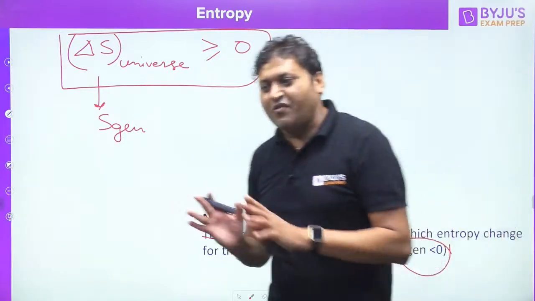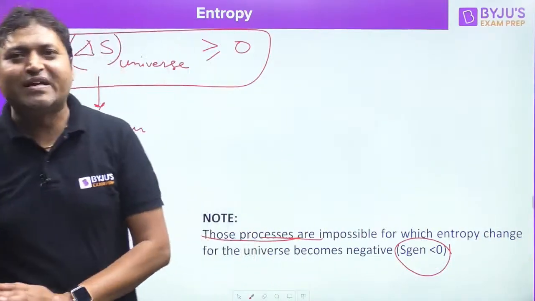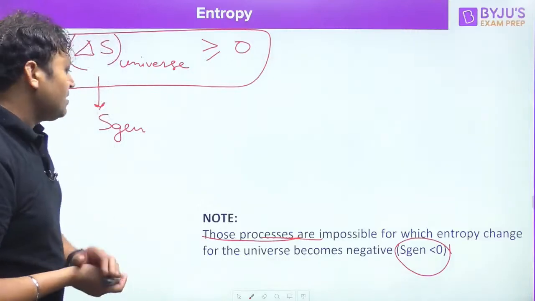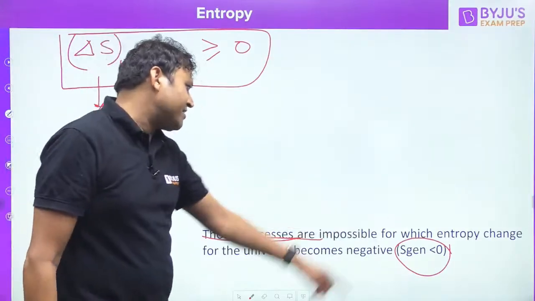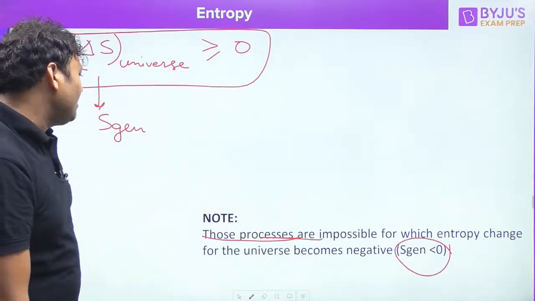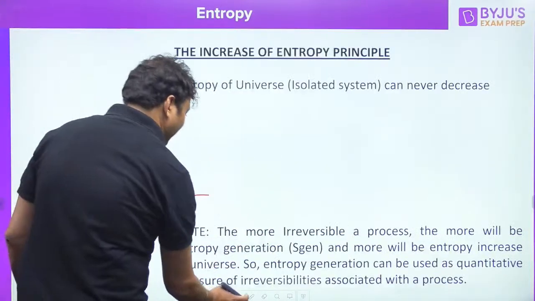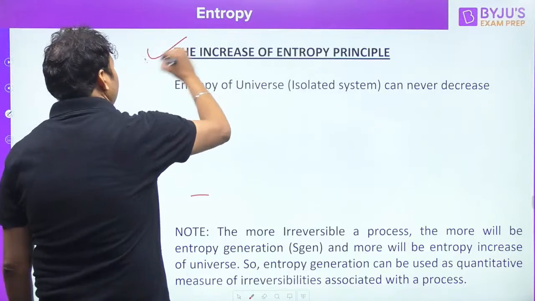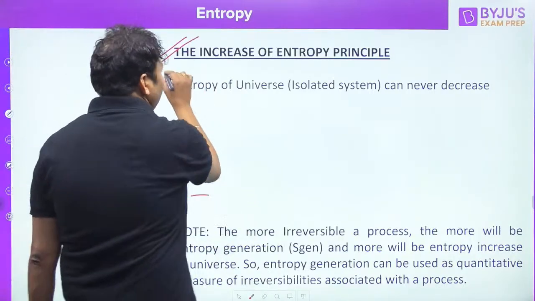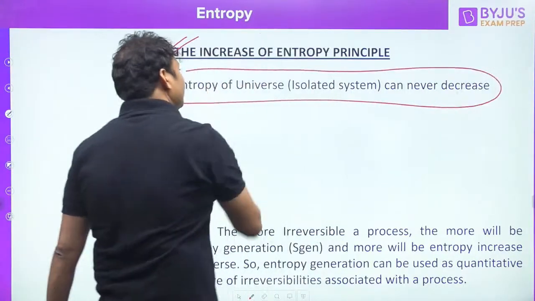The processes which decrease the entropy of the universe are impossible. So the entropy of the universe never decreases. That is the concept: the entropy of the universe can never decrease.